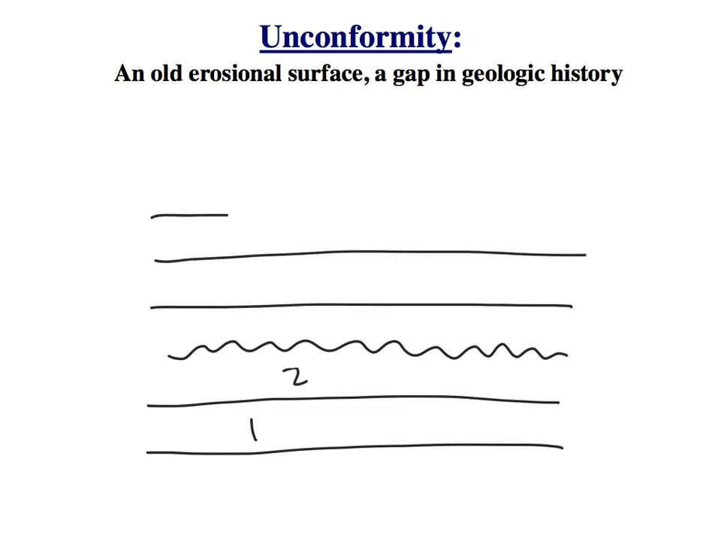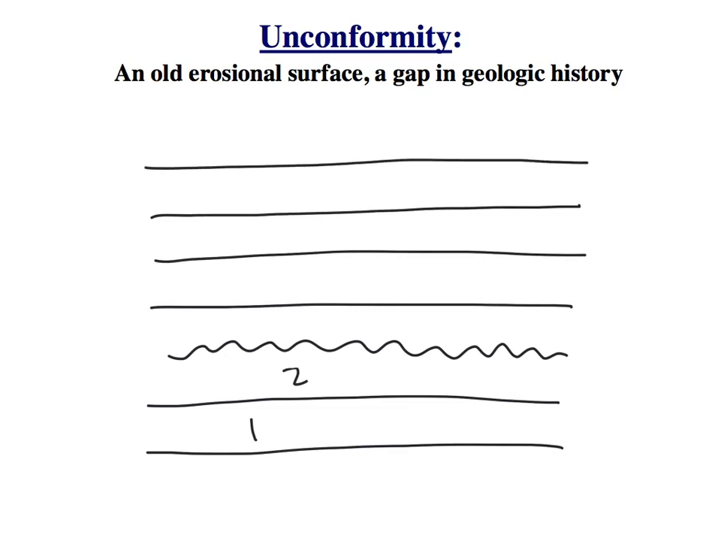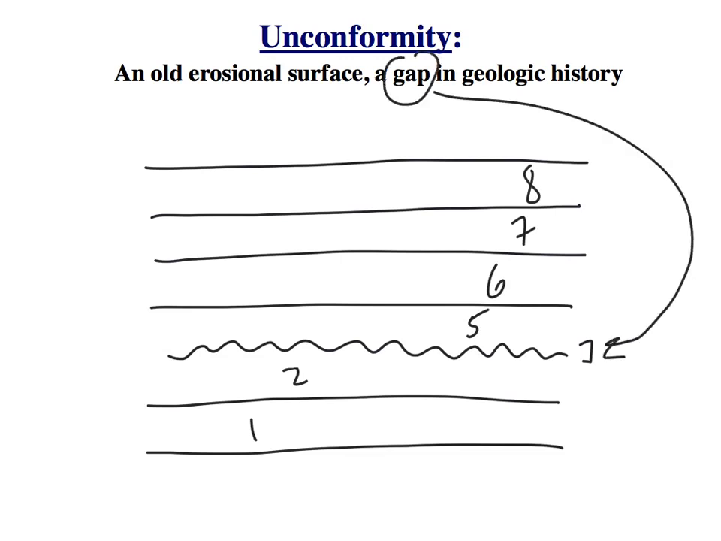Now if you recall, the layers that were eroded, they were 3 and 4. This represents that erosion surface. So if I'm drawing this out in reference to the drawing that I had before, I would not draw 3 and 4 again. I would make this layer 5, 6, 7, and 8. So that's where this gap comes in, right? This is an erosional surface that really represents a gap in the geologic record.